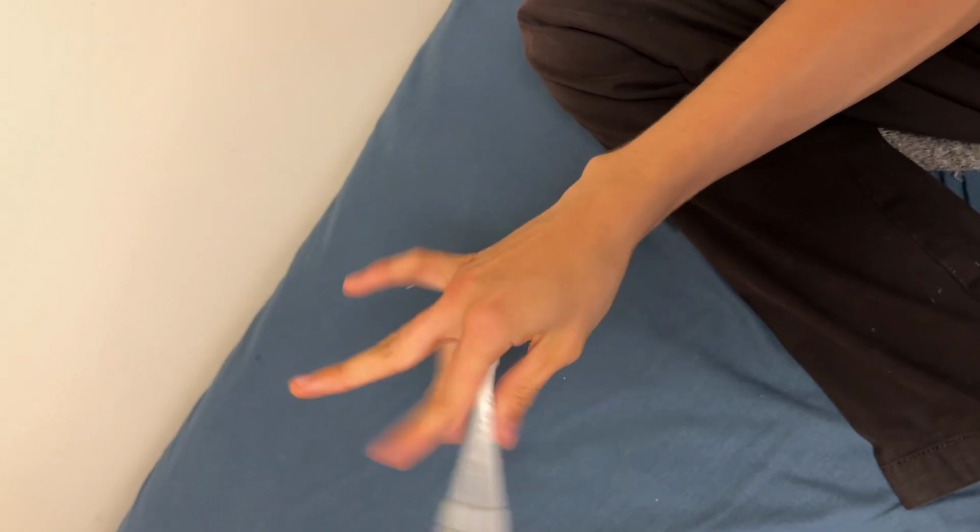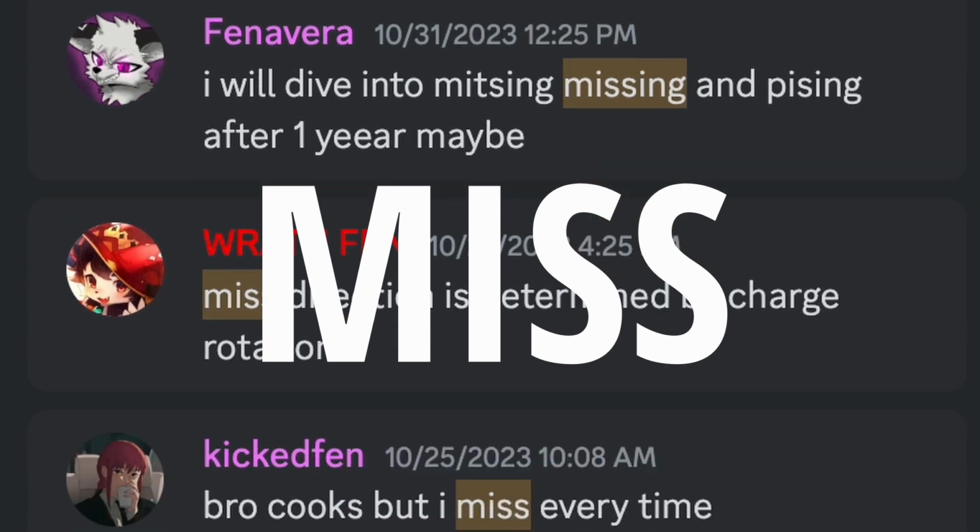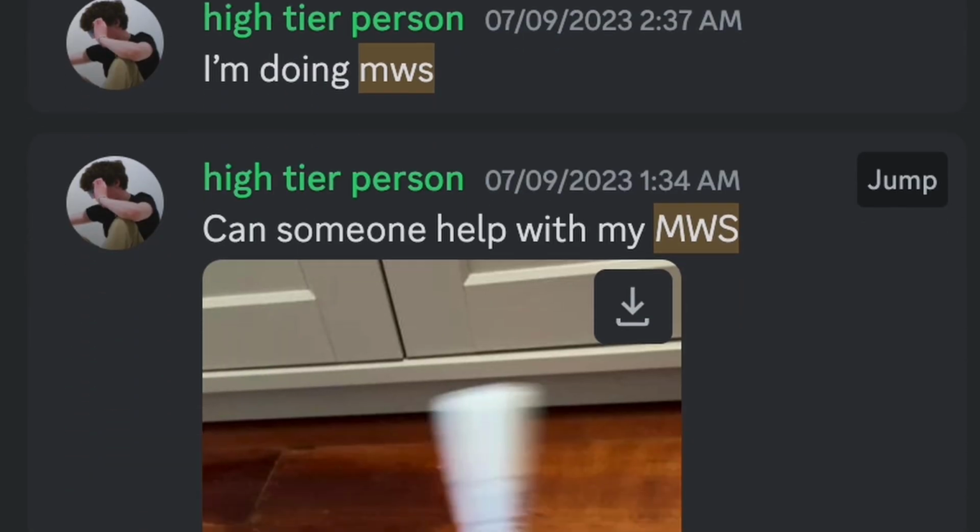If you've been actively in the pen-spinning community for a while, you've probably seen people say MITS and MIS, and maybe even MWIS and MES. What are these? These are actually acronyms for tricks. MITS, M-I-T-S, first introduced by 9, stands for Moonwalk Inverse Twisted Sonic.